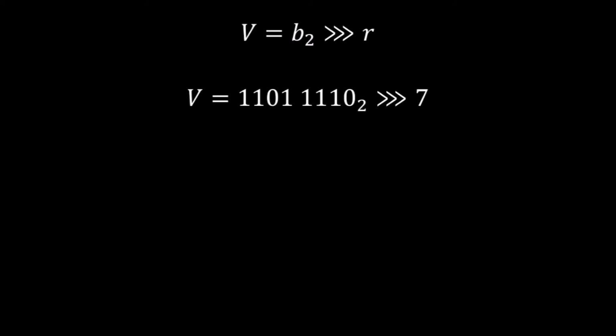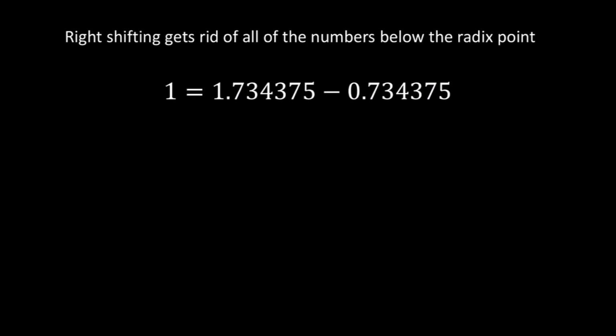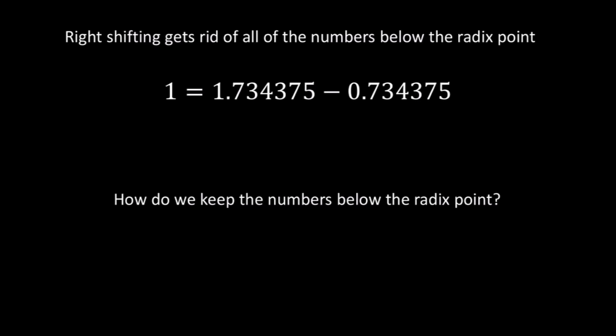So if we take the fixed point value for square root 3 and right shift it 7 times, we get 1. Now 1 is very different from 1.73. So what went wrong? Well, right shifting gets rid of all of the bits that are below the radix point, since they all get shifted out. And what this means is we end up with 1.73 minus 0.73, so effectively getting rid of everything below the radix point, which just gives us 1. So how do we keep the numbers, or at least some of the numbers, below the radix point?